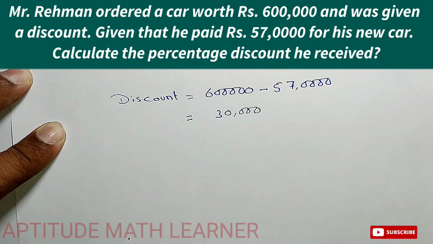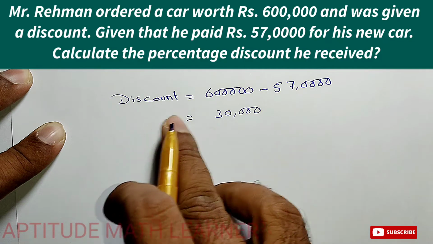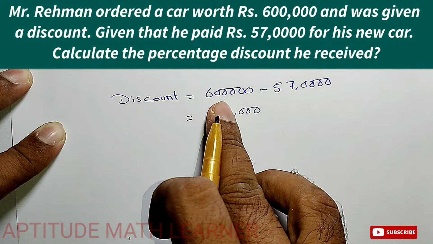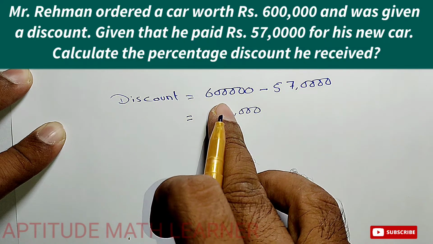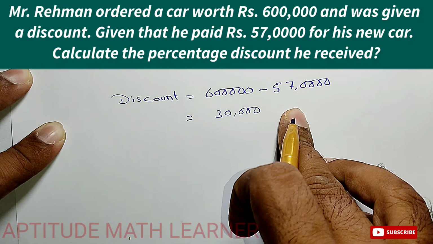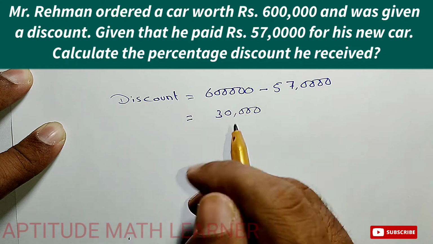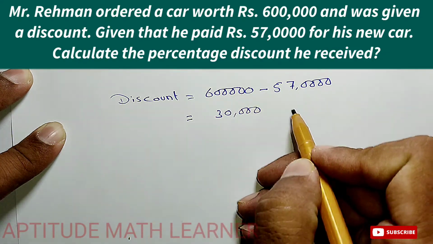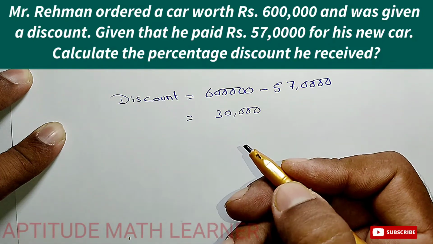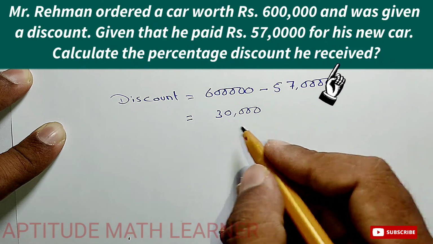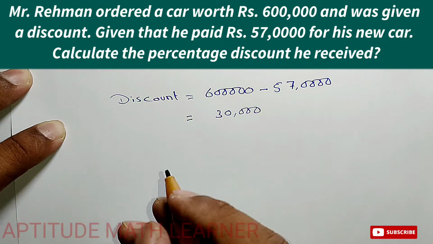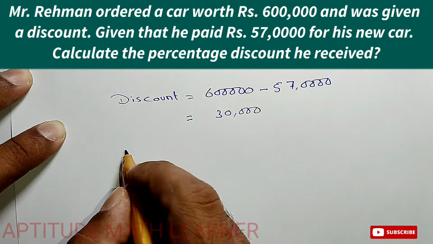30,000. So Mr. Rehman ordered a car worth rupees 6 lakh, but he got a discount of 30,000 and then paid 5,70,000 for his new car, and this 30,000 is the discount he has gained. So now we have to find out the percentage discount. So for this we take the percentage discount.